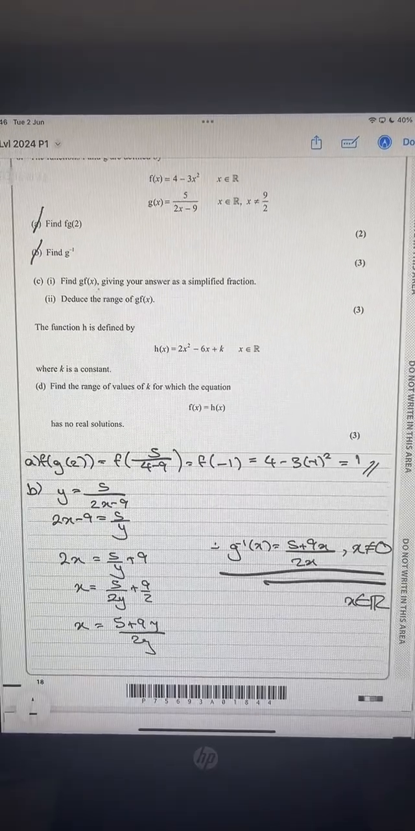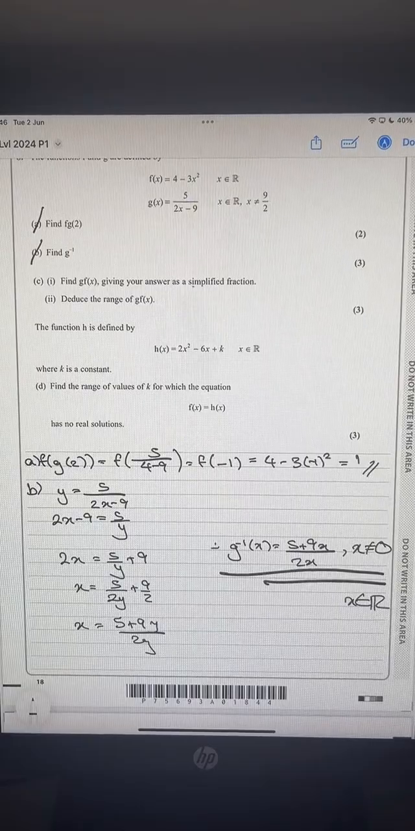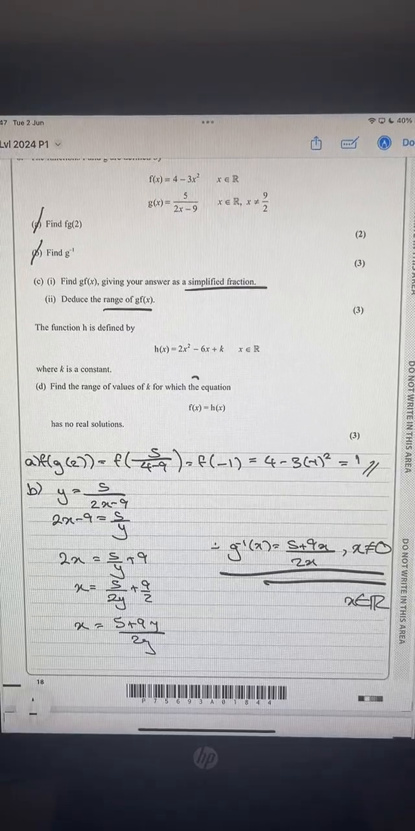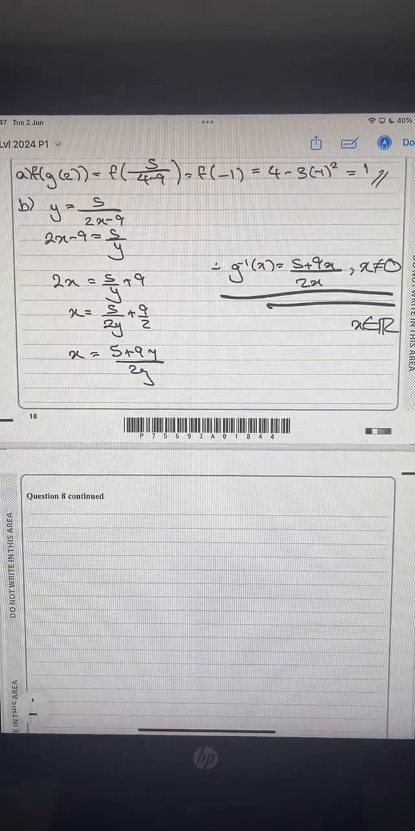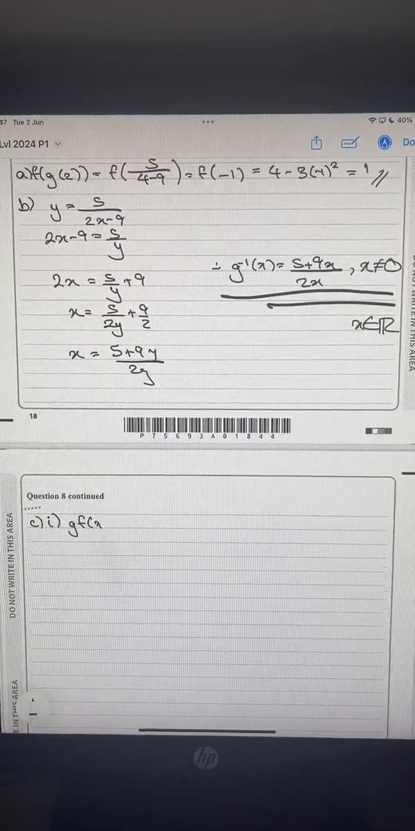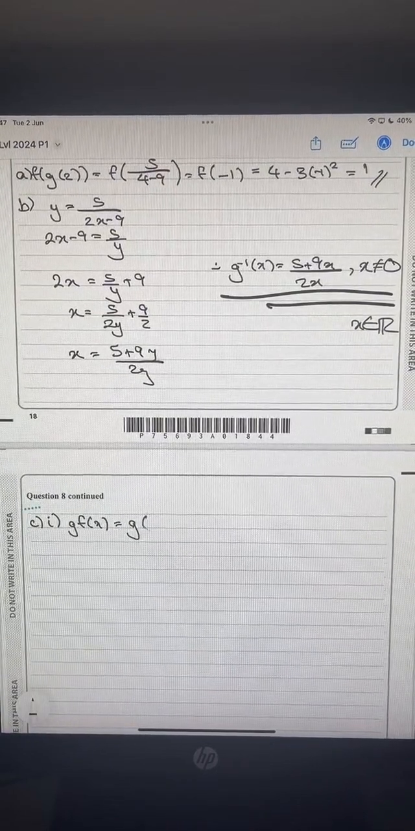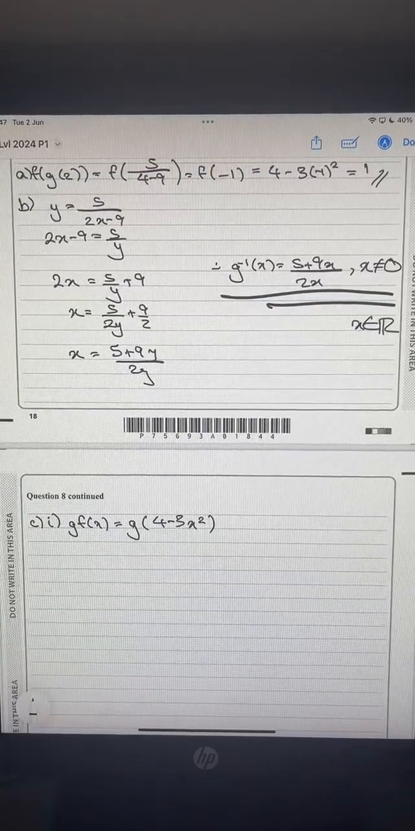Awesome. So for part C, find gf of x. We're just doing another compound function, giving your answer as a simplified fraction, and then deduce the range of gf of x. In my opinion, part 2 is one of the more obnoxious questions. Part C1 is pretty standard. So C1, you want gf of x. Make sure you go the right way. So you're finding g of f of x, and f of x was 4 minus 3x squared. That's what they gave us in the question.